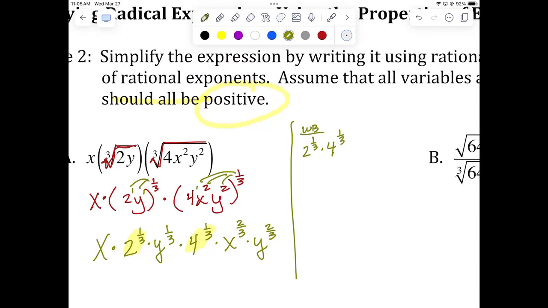Okay, now you can also look at this another way. They're both to the 1/3 power, so they're both cube roots, aren't they? Is 2 a perfect cube? No. Is 4 a perfect cube? It is? What's the cube root of 4? It's a perfect square, not a perfect cube. So here's what we can do.